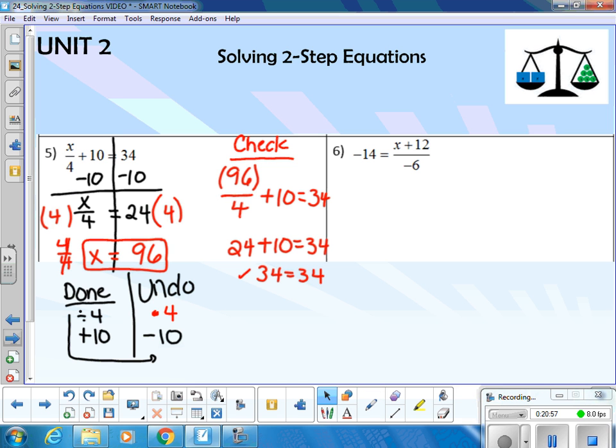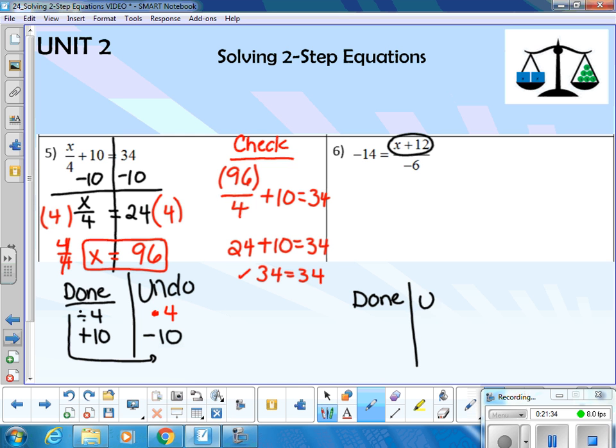Now, number 6 and number 7 are special cases, along with number 8, but number 8 you're going to do on your own for your Edmodo quiz. So if you look at this, this says x plus 12 is all of that. The sum of that is being divided by 6. So in order to do this one, normally we do the addition or subtraction first, but because I have to find what the sum of this is before I can divide, I have to undo that division first.